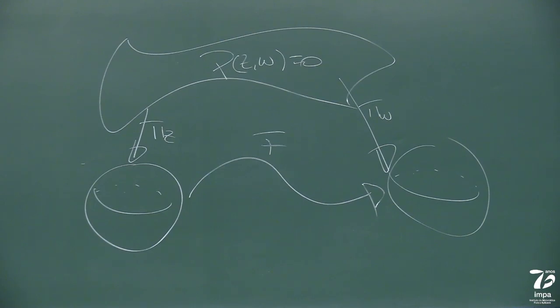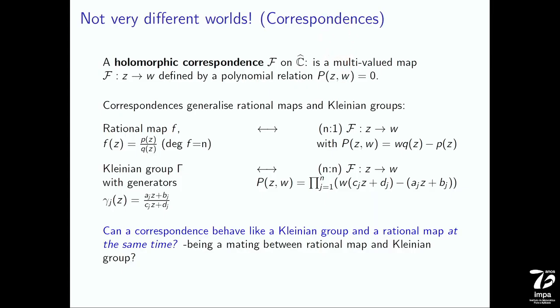So why am I telling you about this? Because we can write a rational map as a correspondence, and we can write a group as a correspondence. If we have a rational map P over Q, we can write it as a correspondence by taking the polynomial w Q(zeta) minus P(zeta). And if my rational map has degree N, this becomes an N-to-1 correspondence.